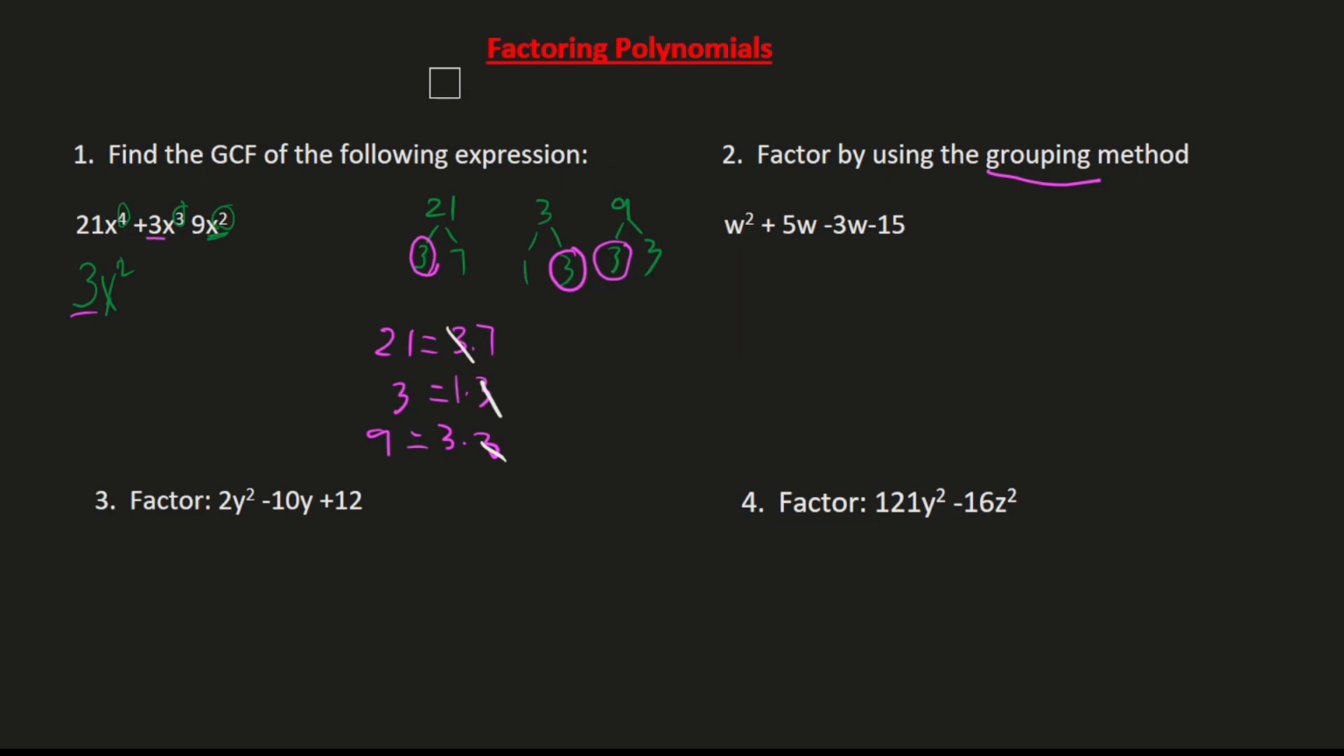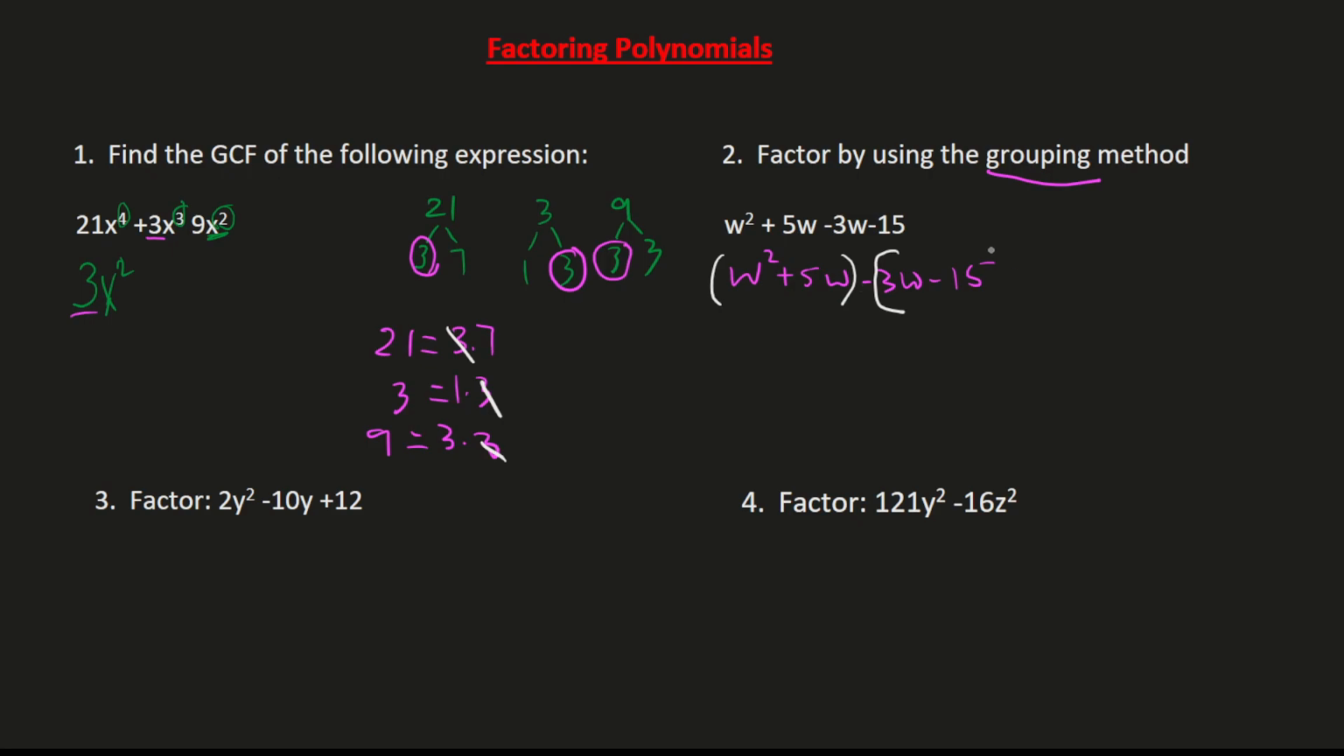Let me start something new at the bottom, because I want you guys to see what's in here. So I'm gonna write w square plus 5w minus 3w minus 15. You see? So we're going to use the grouping method to do this one. What you do, you group the first 2. And next, you group the last 2. I'm going to take it this way here.